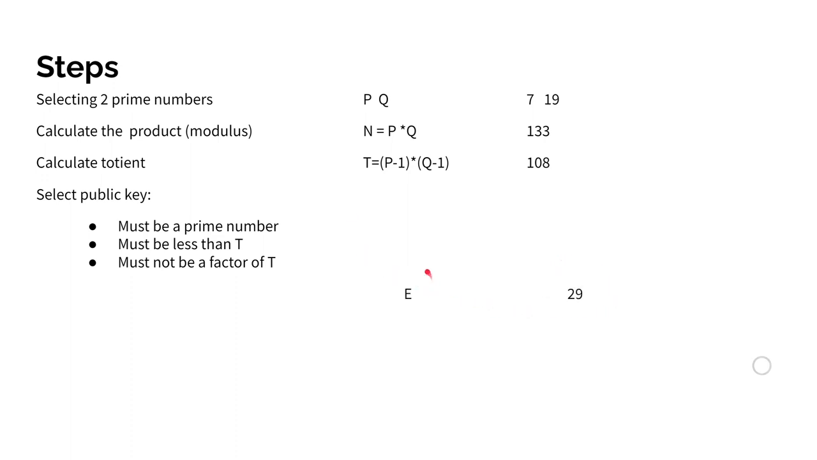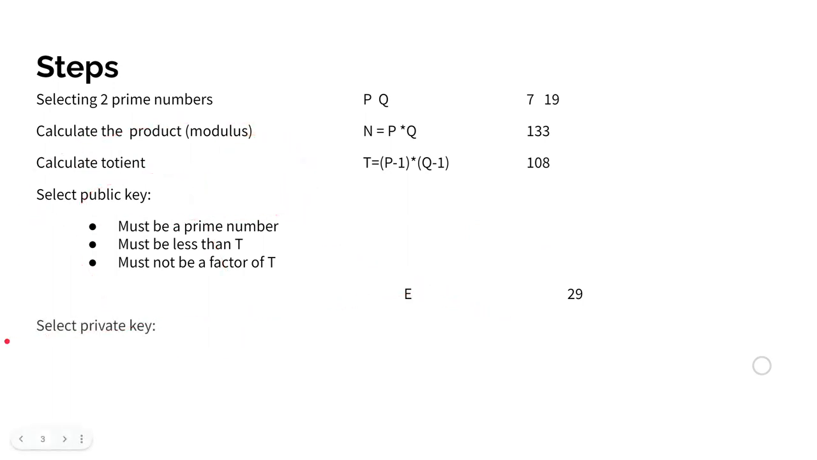For example, let's say 5. It must be a prime number. 5 is a prime number, it is less than 108, and it's not a factor of 108. So 5 also can be selected. Just keep in mind there is more than one possibility to be selected.